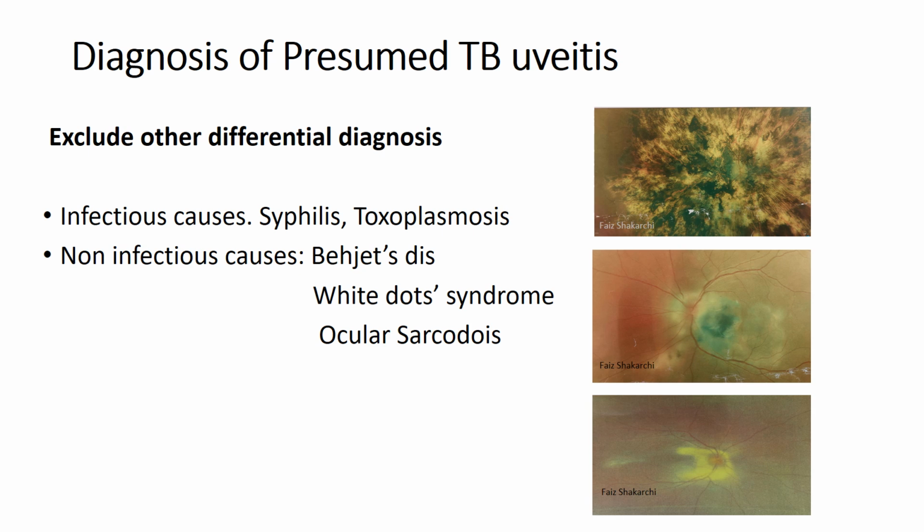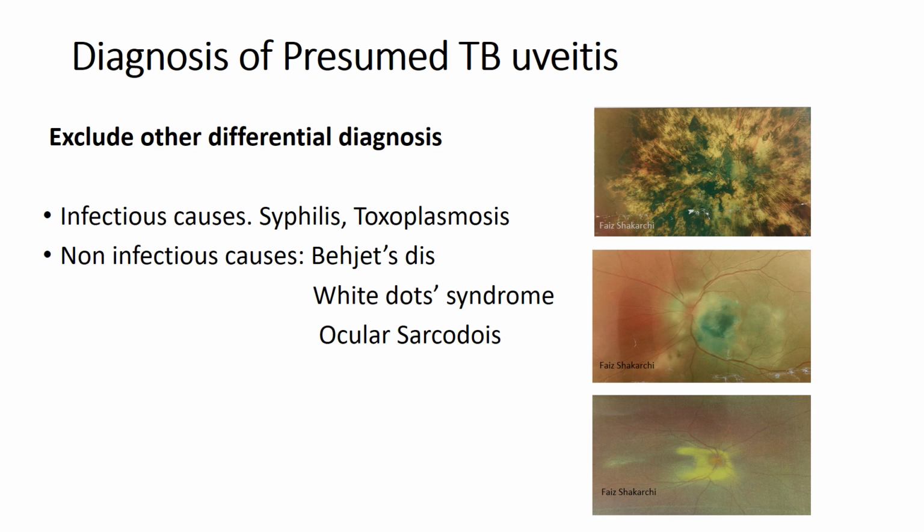Next step in the diagnosis of presumed TB uveitis is to exclude other differential diagnoses, whether infectious or non-infectious causes. Syphilis and toxoplasmosis are the most important infectious causes. Syphilis is relatively rare in our community. In suspected cases, positive lab investigations, VDRL and ELISA test can confirm the infection. Retinal toxoplasmosis can be presented as multifocal lesions, but only in immunocompromised patients or those taking systemic steroids without specific antitoxin drugs.